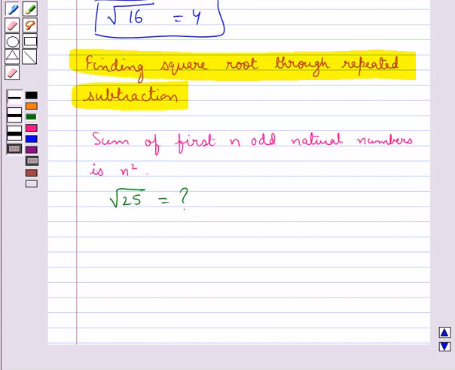To start with this, we subtract successive odd numbers starting from 1 from the number 25. Like in the first step, we subtract 1 from 25 and we get 24. Then, in the second step, we subtract the next odd number, that is 3, from 24. So this gives us 21. Then we have 21 minus 5. Since 5 is the next odd number, this gives us 16.